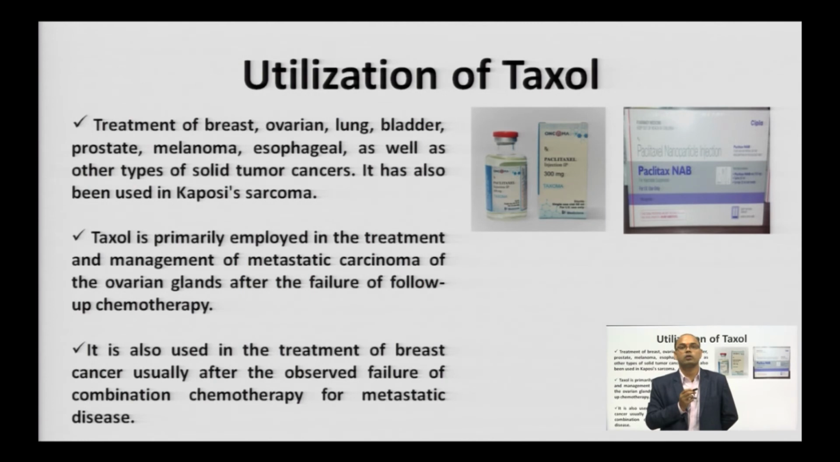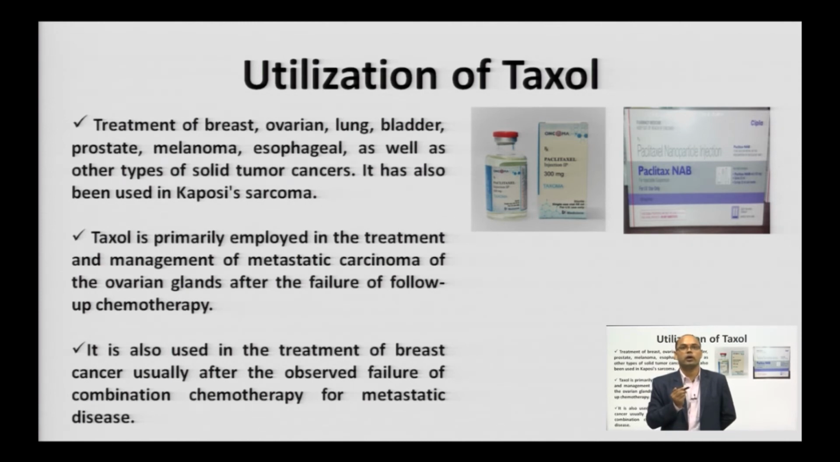If you look at the utilization pattern of Taxol, as we know, Taxol is an anti-cancer drug. Taxol is widely used in the treatment of breast cancer, ovarian cancer, lung cancer, bladder cancer, prostate cancer, melanoma, esophageal cancer, as well as other types of solid tumor cancers. So it has its use in a wide variety of carcinomas or cancers. It is also used in Kaposi's sarcoma, which is a special type of sarcoma.